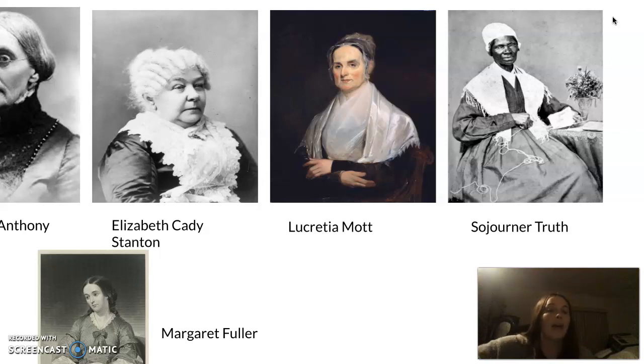So we have Susan B. Anthony in the first picture. We have Elizabeth Cady Stanton. And then the third picture, we have Lucretia Mott, and then Sojourner Truth and Margaret Fuller.